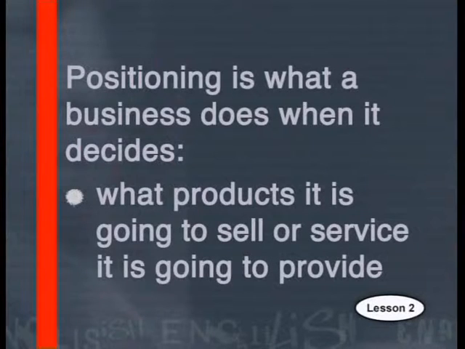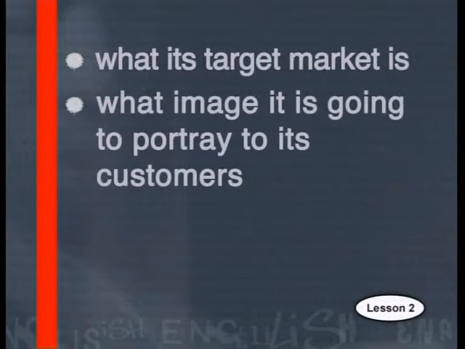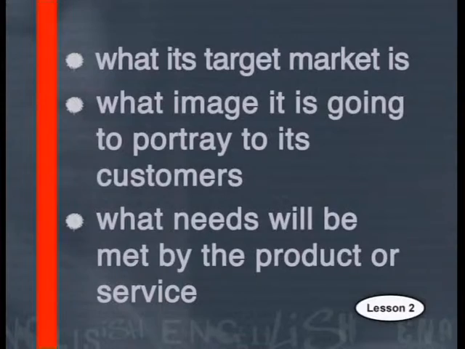So, we've heard there's quite a long process involved in developing an ad. To make this process easier to follow, let's break it down into steps and look at a simple example. The first step happens even before the advertising agency is called in. It's called positioning. Positioning is what a business does when it decides what product it is going to sell or what service it's going to provide, what its target market is, what image it is going to portray to its customers, and what needs will be met by the product.